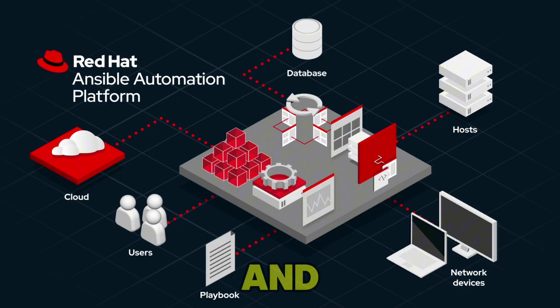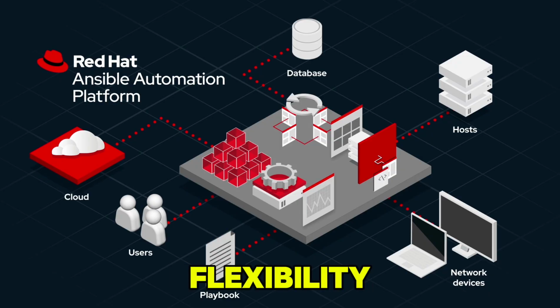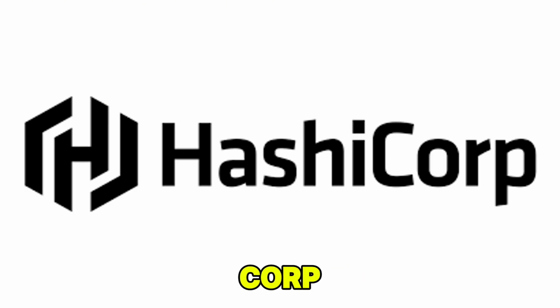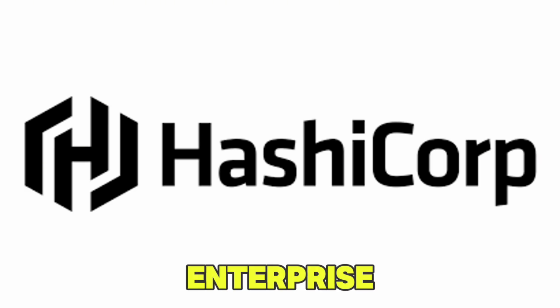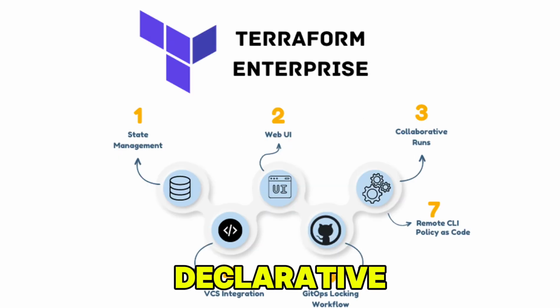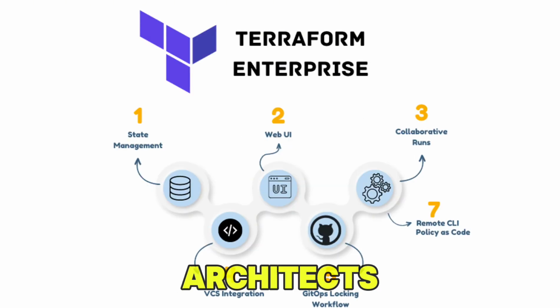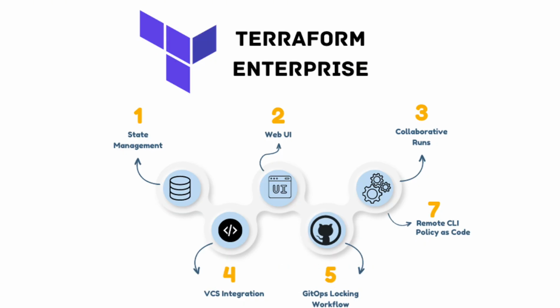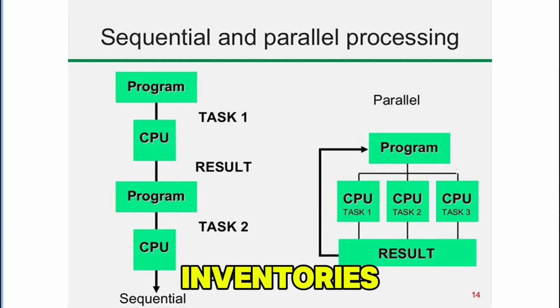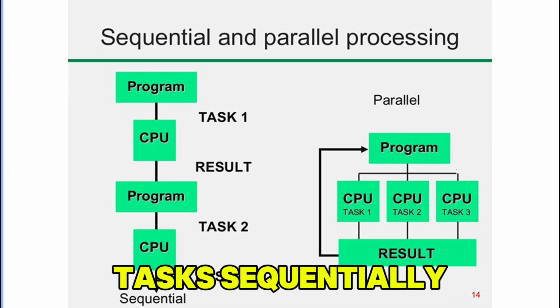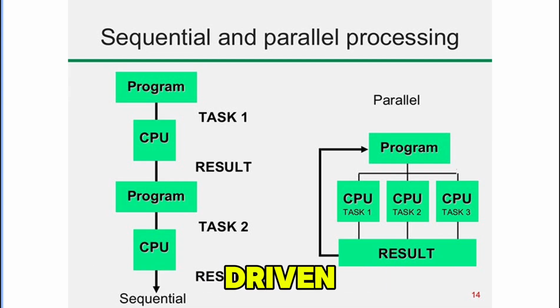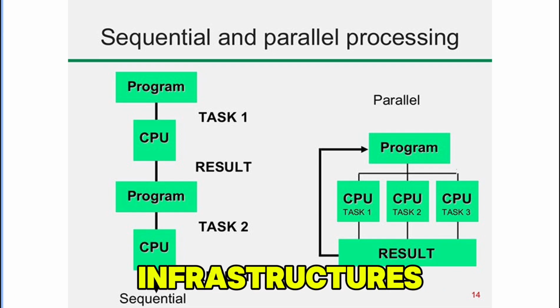Now, licensing and adoption. Ansible is open source and owned by Red Hat, which means it has strong enterprise support. Its flexibility and ease of use have made it popular in DevOps and system administration circles. Terraform, created by HashiCorp, also offers an open source version with enterprise features available. Its declarative approach has made it a favorite among cloud architects and platform engineering teams. Ansible can become slower with large inventories because it runs tasks sequentially. Terraform, being state-driven, can parallelize resource creation and has better performance for complex infrastructures.